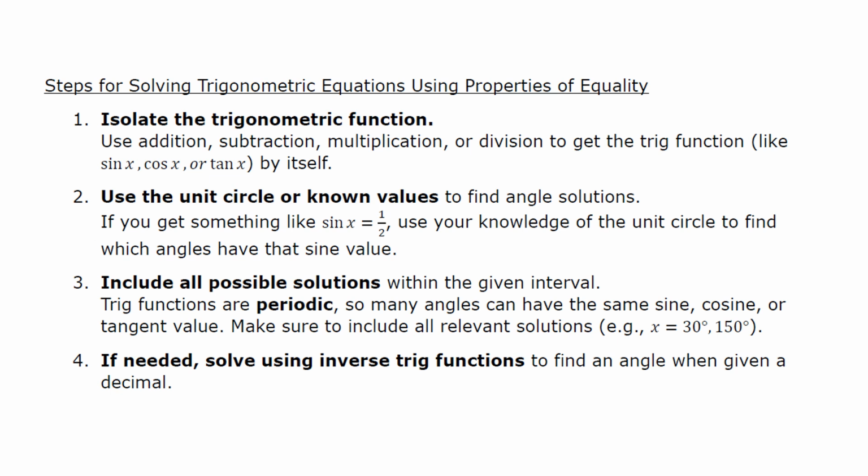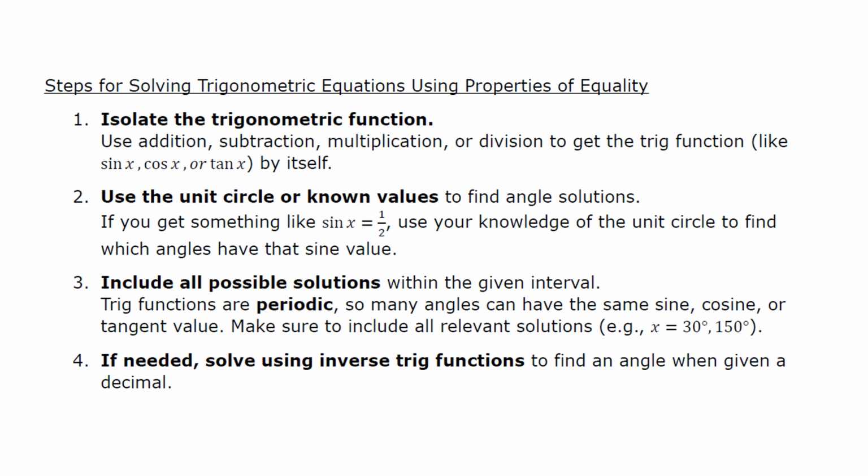So I've provided here 4 steps for solving trigonometric equations using properties of equality. The first step is to isolate the trigonometric function. So we can use addition, subtraction, multiplication, or division to get the trig function by itself. Step 2, we'll use the unit circle or known values to find angle solutions. So if you get something like sine x equals a half, you can use your knowledge of the unit circle to find angles that have that sine value.